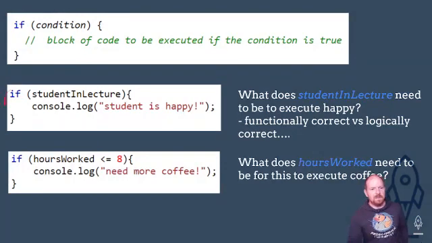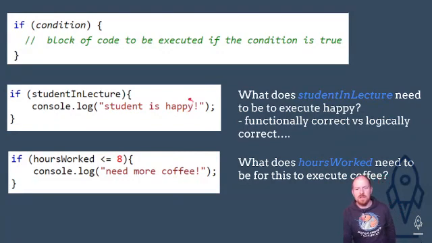So in this top one, if student in lecture, so variables can be true or false. Oftentimes we do set them as true and false. So if student in lecture, like right now, all of you guys are in the lecture, if that was true, then we would print out here, student is happy.